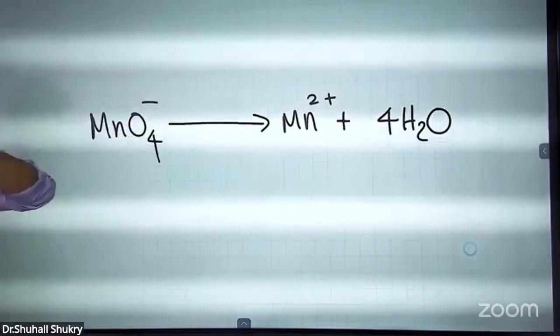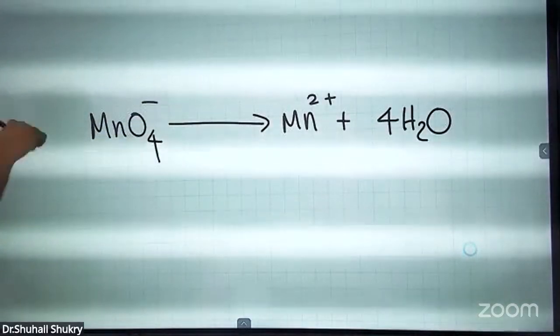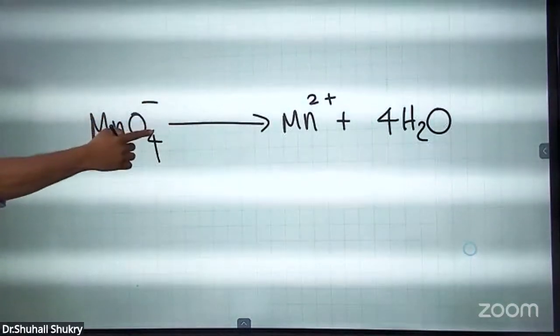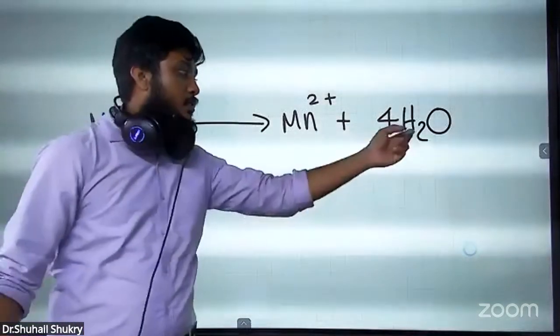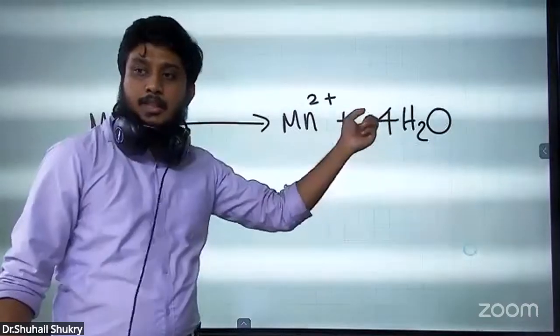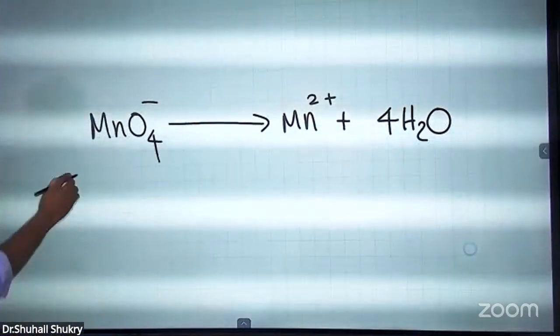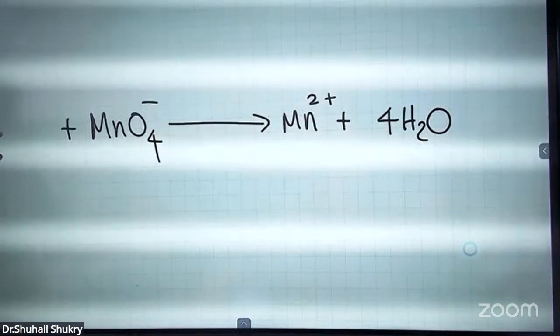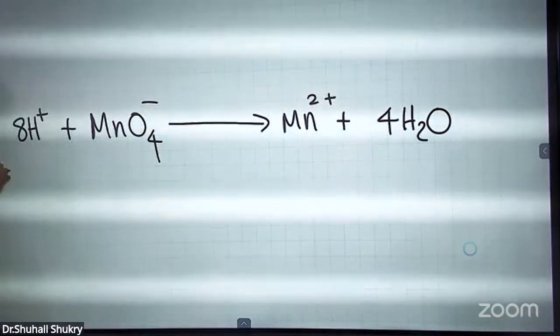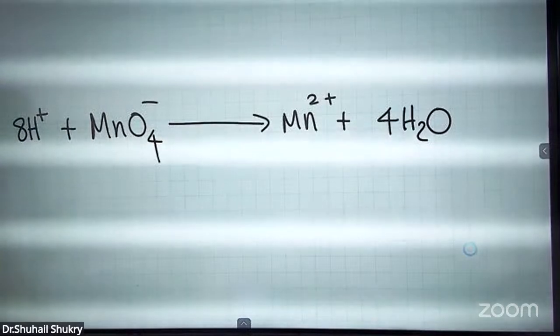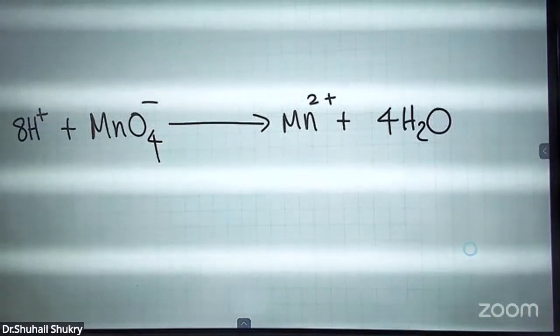Now oxygens are balanced. Then what is in excess there? Hydrogens are in excess. How many H are excess here? 2 into 4, so 8 H are here. That 8 H I have to balance on the left side. Then I have to include 8 H plus here. I have to put those H as H plus.